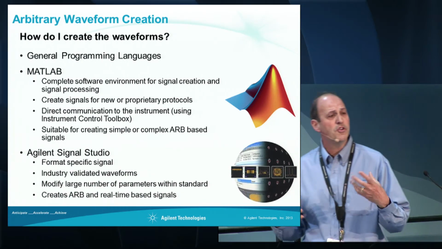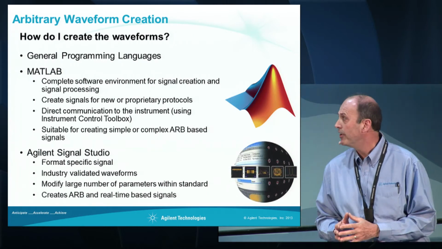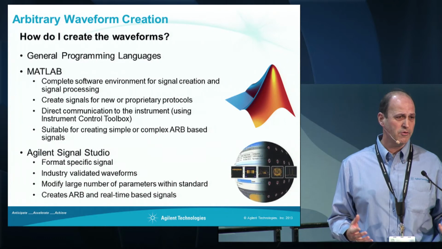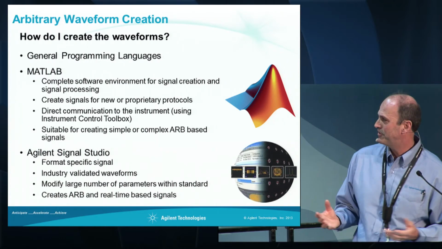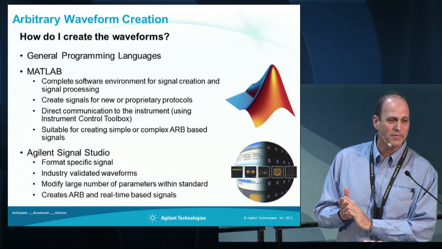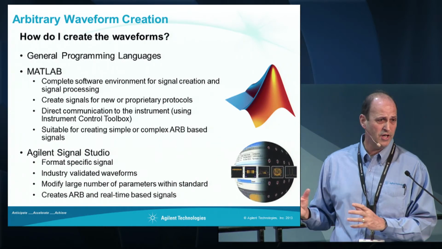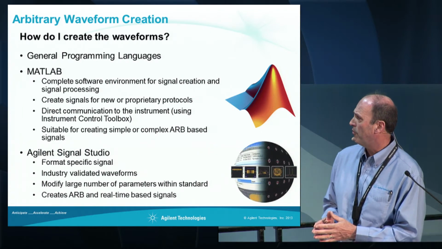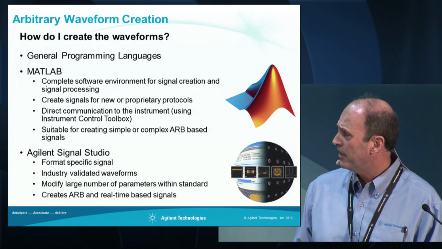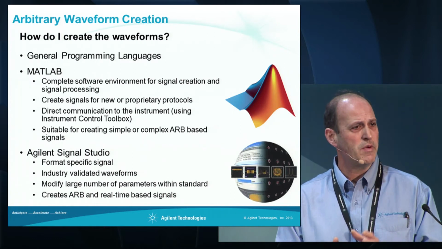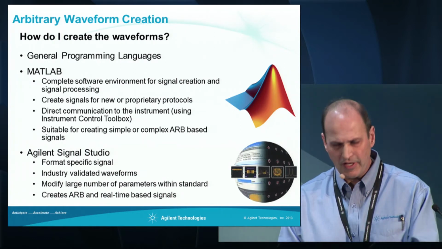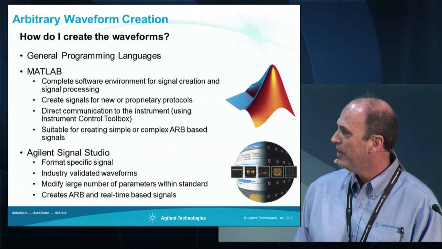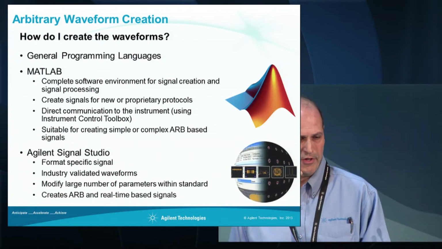In terms of the software, how do you create those waveforms that go into the baseband generator? We could use a number of different things. We could use general programming languages like C++ or C#, something like that. We could use MATLAB, which is a very general purpose tool to create any type of waveform you might want to do. And then there are products like the Signal Studio software, which are very format specific. So if you want to create a WCDMA signal or GSM, or wireless LAN signal, you can do that. Again, that's a good tool for specific formats.